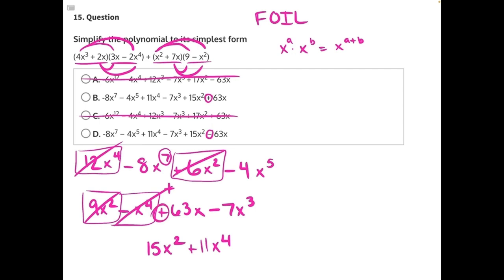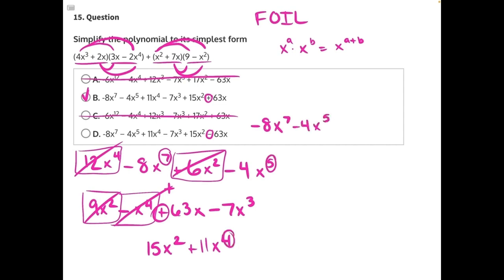So before we even finish rearranging this, we can mark B as our correct answer and move on with the rest of the test. But for the sake of the video, I'll go ahead and finish rearranging these. We'll start with our highest exponent power. Then our next highest would be to the 5th, so minus 4x to the 5th.